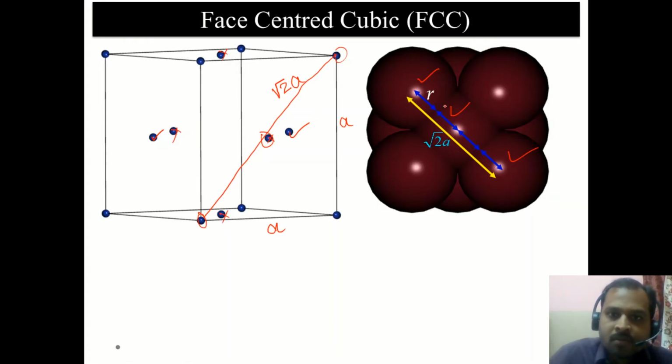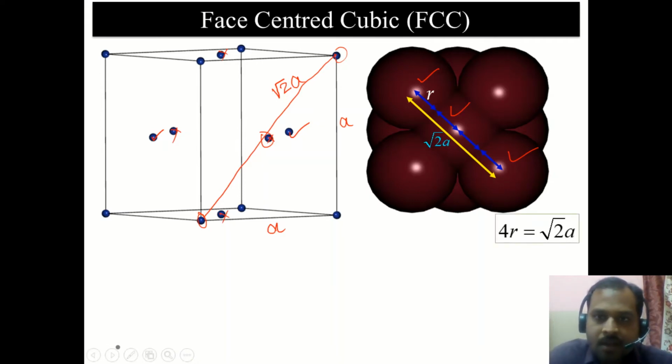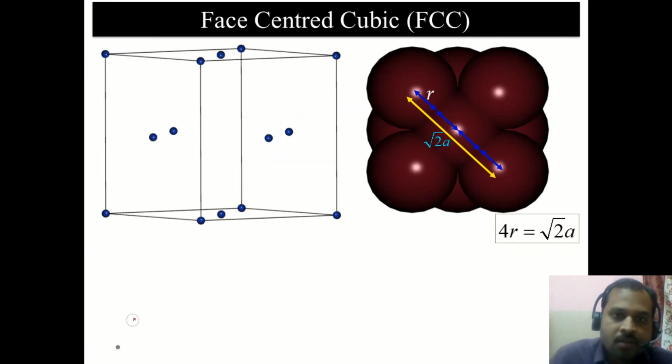So here we can put R plus R, 2R, 3R and 4R. 4R is equal to root 2a. So that is the relation between r and a. So let me erase the ink.